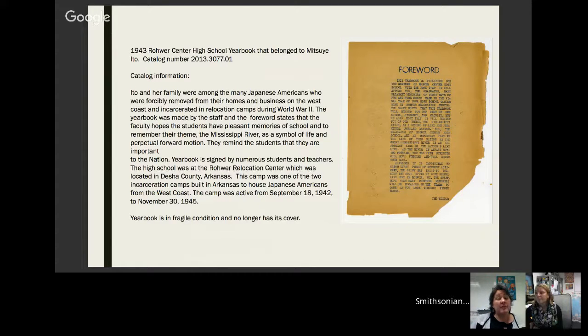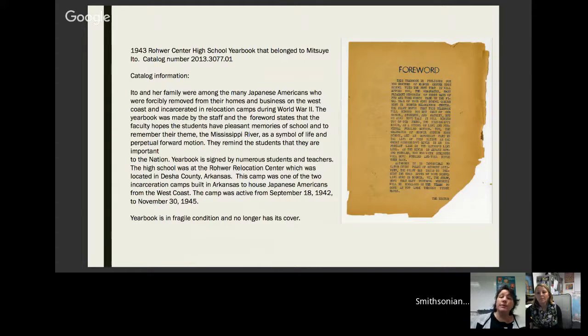The example that we're going to talk about for the yearbook today is from 1943. Rohwer was an internment camp in Arkansas. So this yearbook was made by a group of students who were internees during World War II. This information that I have for you is online at collections.si.edu. We've made a PDF of the entire yearbook for you. We're just going to look at a few pages here just to give you a sense of what they are and talk through a few components.